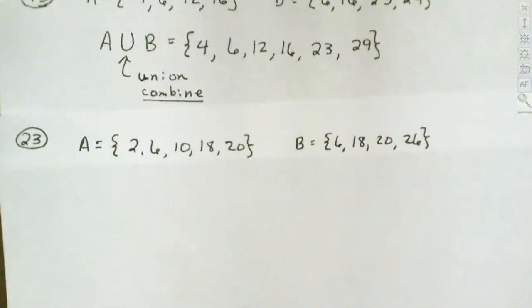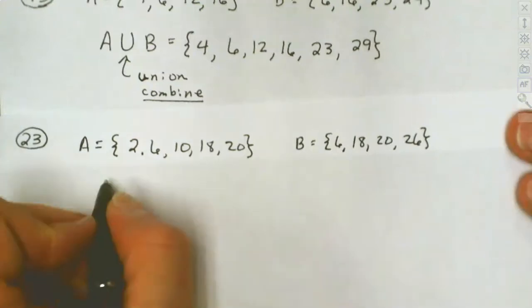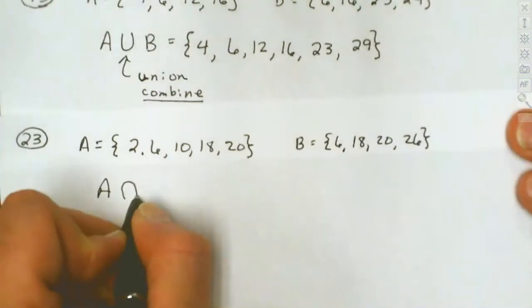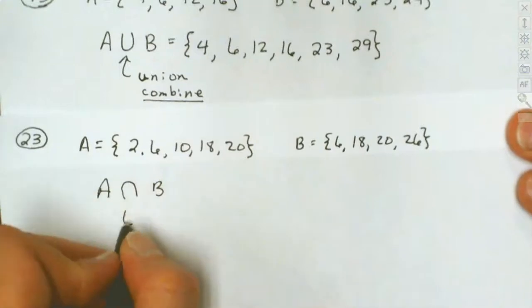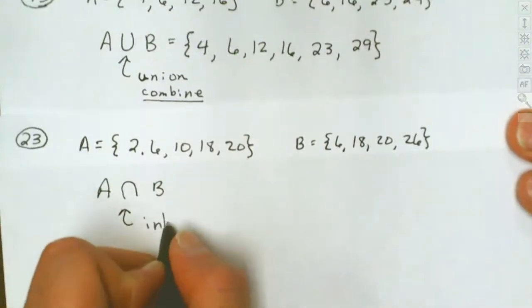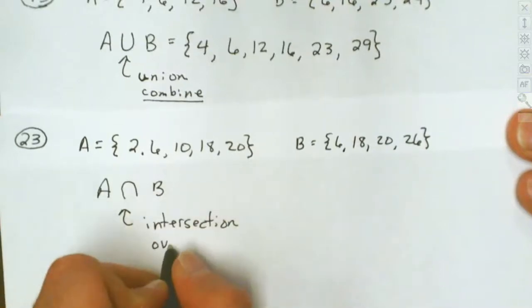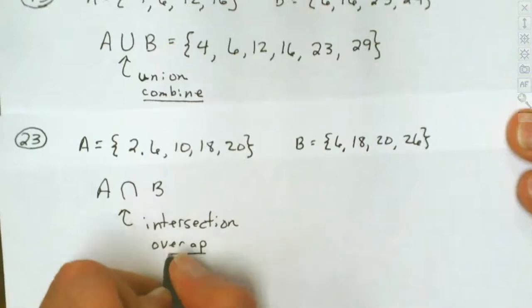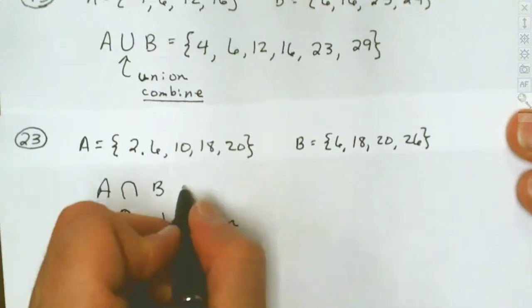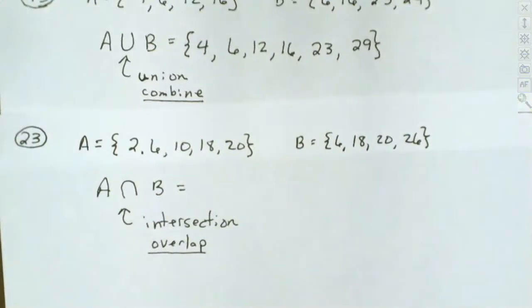Now, when we combine them together, we use a U for union. I'll just make sure we got everything covered here. Yep. We use a U for union or an upside down U for an intersection. So we want A intersect B. And that upside down U is an intersection, and that's where they overlap. Okay, so we're going to look at where they overlap. A right side up U is union, and we combine them together.